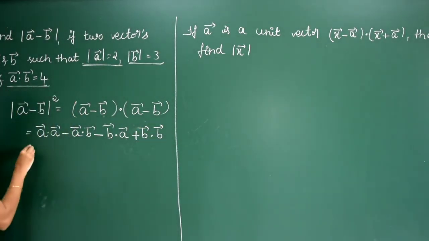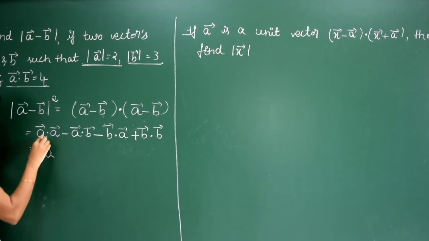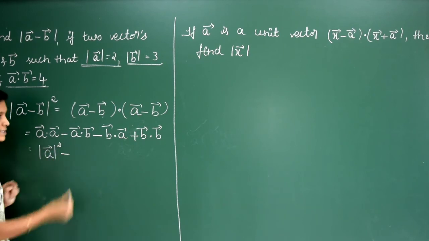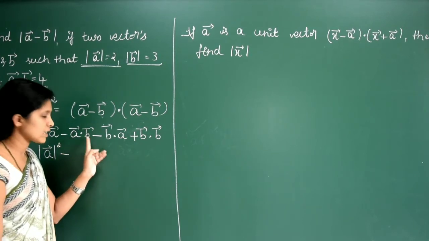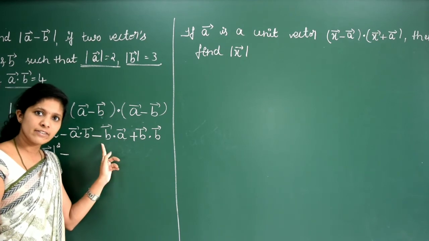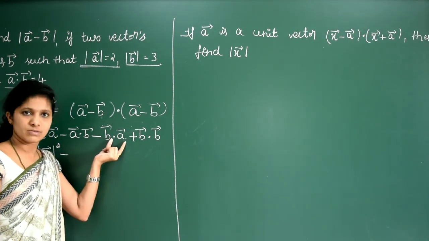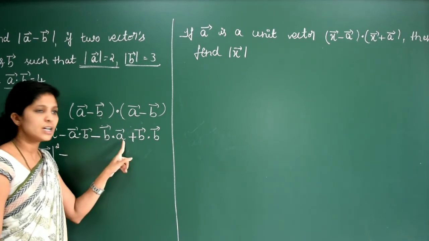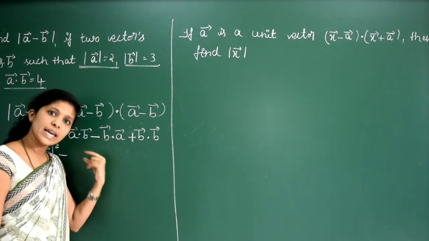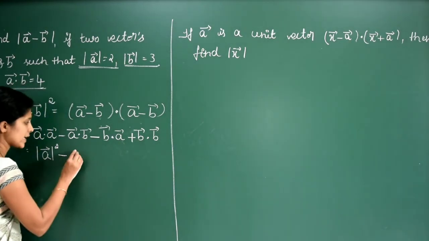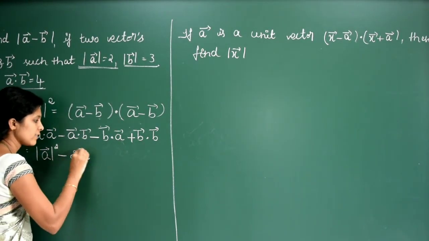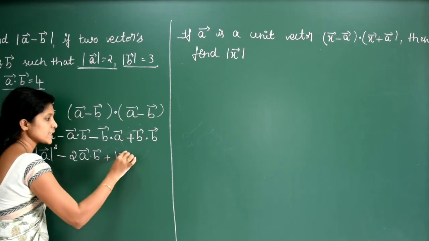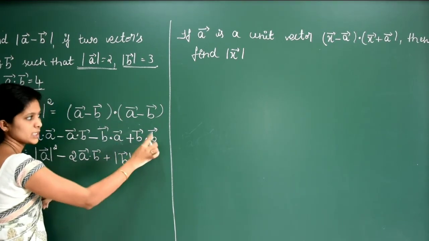See here, I can write A vector dot A vector as the magnitude of A vector square, minus, see here, A vector dot B vector will be equal to B vector dot A vector, right? Because the dot product of vectors is commutative. So B vector dot A vector is equal to A vector dot B vector. So we can write this as minus 2 A vector dot B vector plus the magnitude of B vector square, B vector dot B vector.